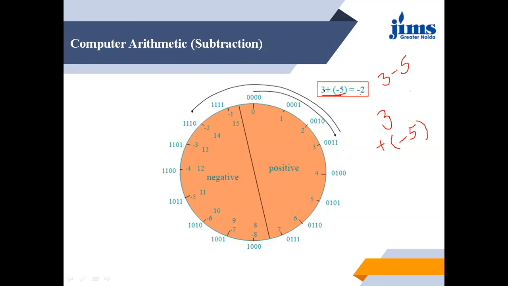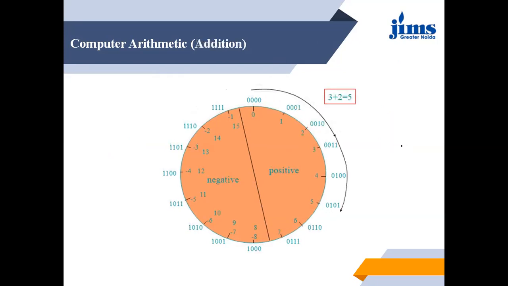So this is 3 plus minus 5, means in that case when we had 3 plus 2, we were going 3 steps ahead in the positive direction. This is 1, this is 2, this is 3, and we are adding positive 2. So 2 more steps we have to go in the same direction. We discussed this in the last slide over here.